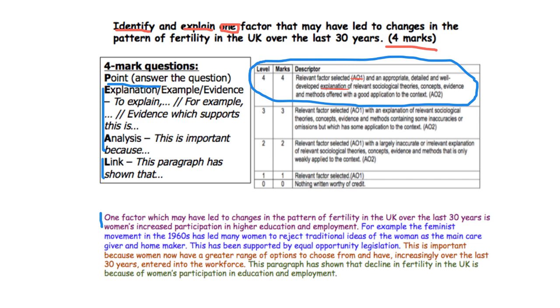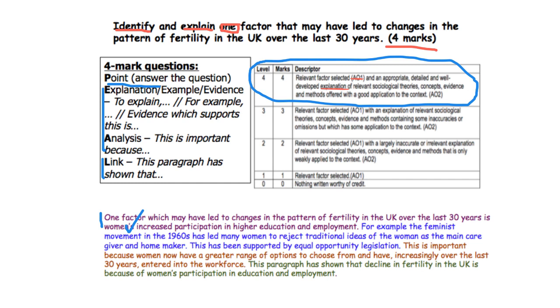So I've already identified here that the factor, so tick that mark, it's already achieved here. So one factor which may have led to changes in the pattern of fertility in the UK over the last 30 years is women's increased participation in higher education and employment. And now we move on to our explanation and analysis, which I've highlighted in blue here. So, for example, the feminist movement in the 1960s has led many women to reject traditional ideas of the woman as the main caregiver and homemaker. This has been supported by equal opportunity legislation.